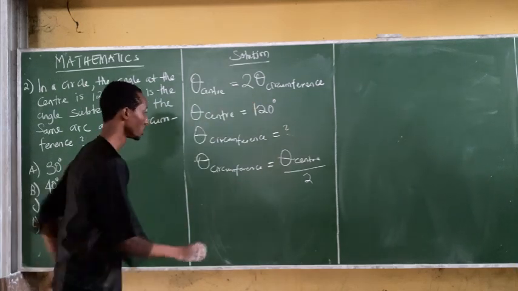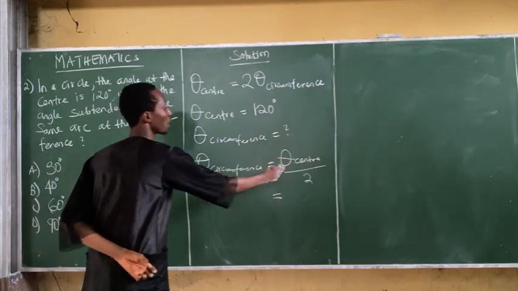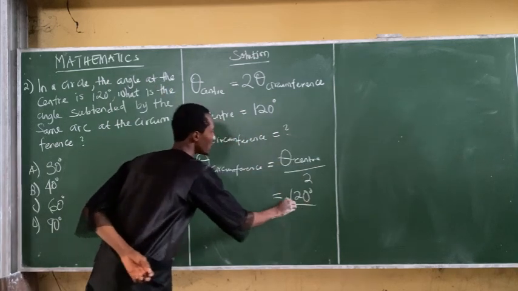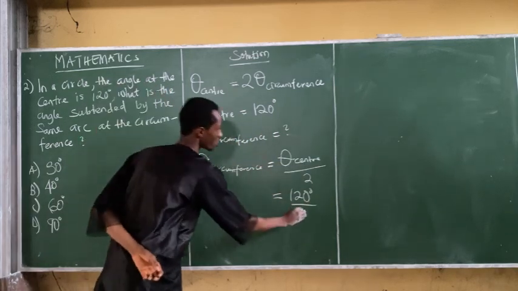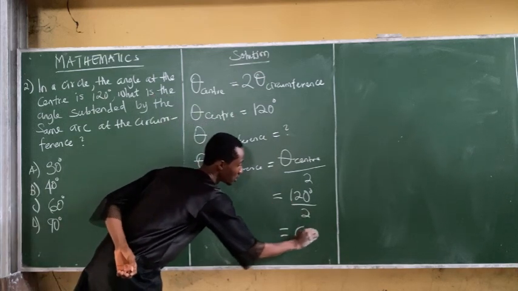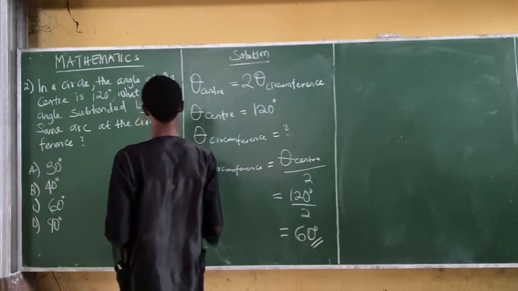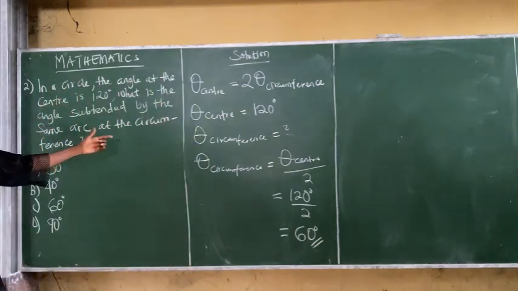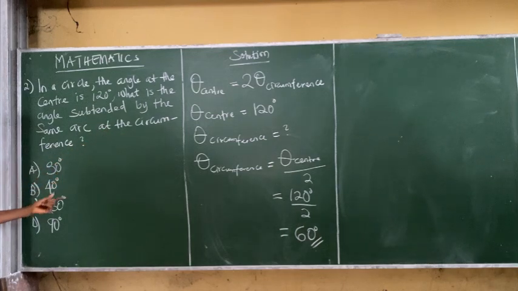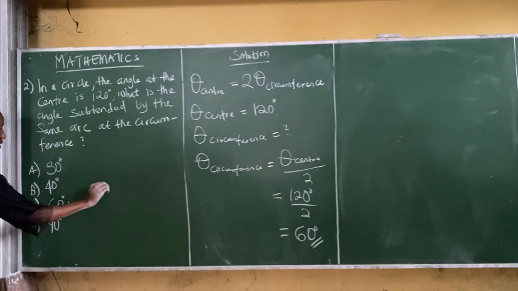If we put the values here, we have the angle at the center is 120 degrees divided by 2. 120 degrees divided by 2 will give us 60 degrees. Therefore, the angle subtended by the same arc at the circumference is 60 degrees. Therefore, our final answer is option C with 60 degrees.